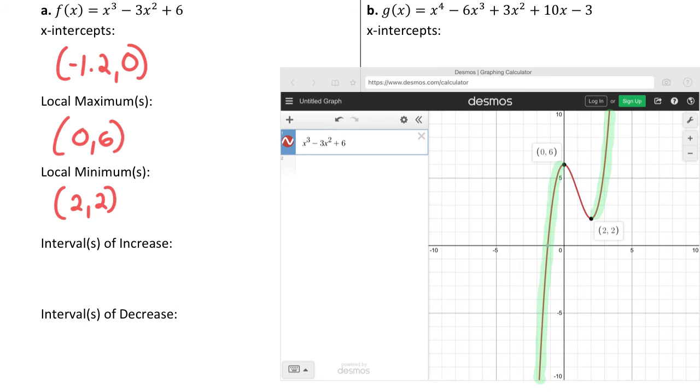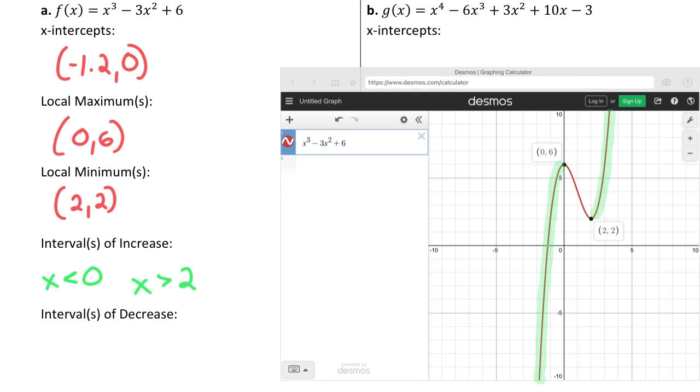The first interval, I'm defining these on x values right now. So the first interval is all x values to the left of 0, meaning all x values less than 0. So this describes to the left of 0. Okay? The other interval of increase is all x values to the right of 2. So I would say x values greater than 2. So that describes my intervals of increase.